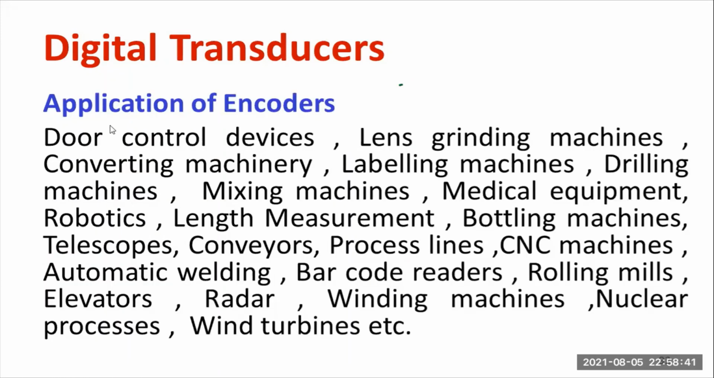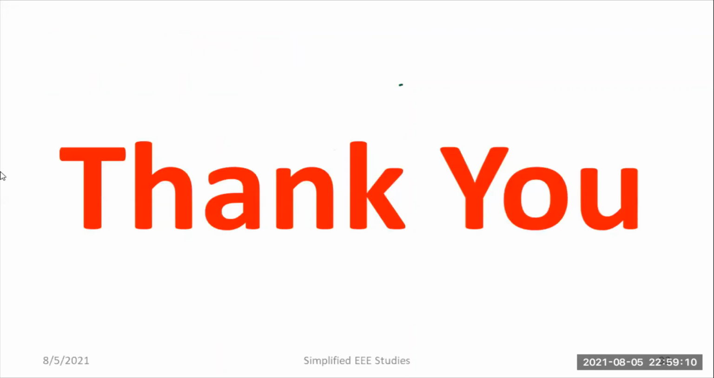There are a lot of applications in areas like door control devices, lens grinding machines, converting machinery, labeling machines, drilling machines, mixing machines, medical equipment, robotics, bottling machines, telescopes, conveyor belts, process lines, CNC machines, automatic welding, barcode readers, rolling mills, elevators. Likewise, you can list many more applications. In every application nowadays, these digital transducers are highly recommended.